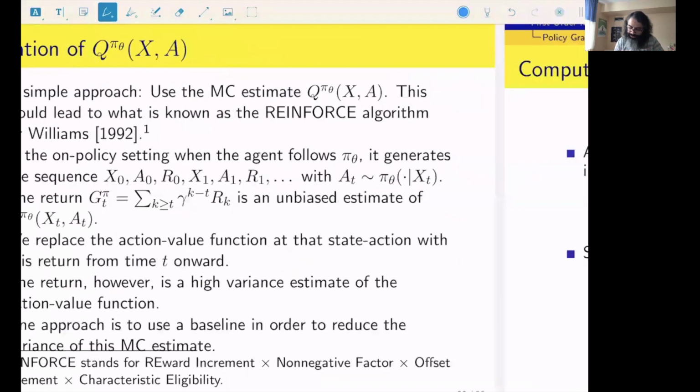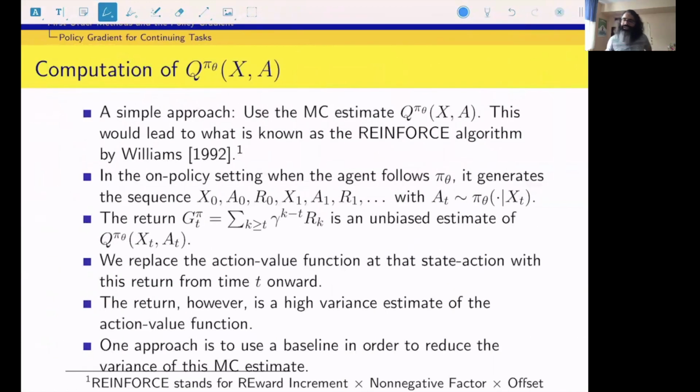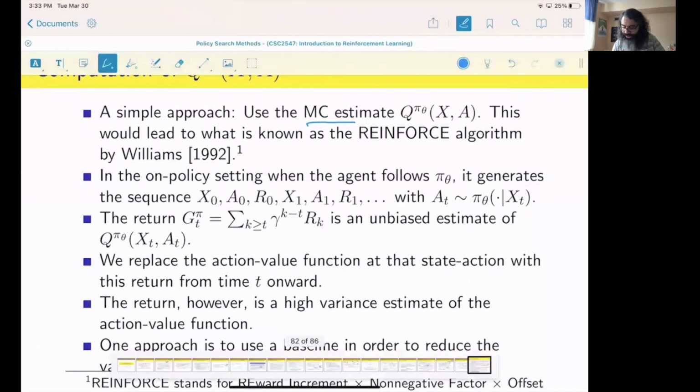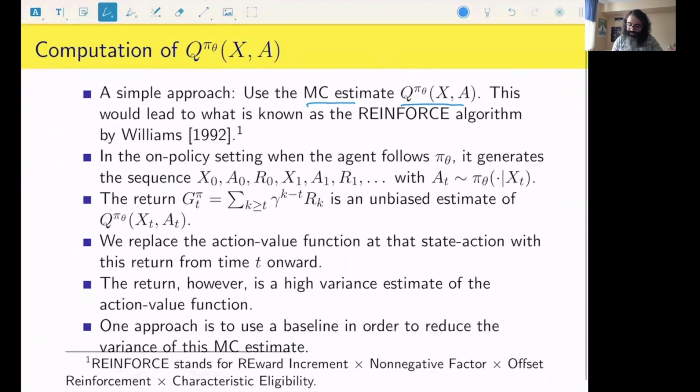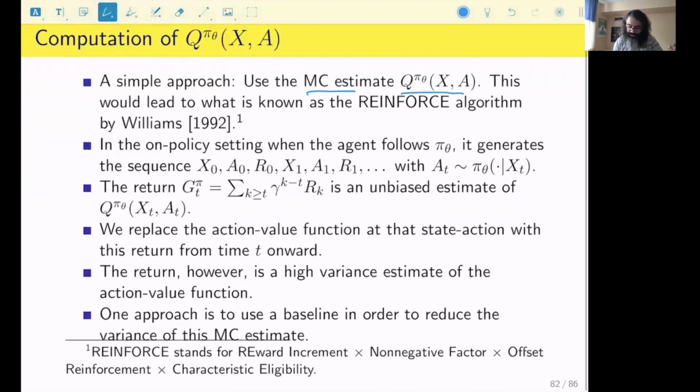This is a simple approach which doesn't require explicit representation of a value function using a neural network or function approximator, just estimating it implicitly. A simple approach is based on a Monte Carlo estimate of q pi theta of x and a. Let's first see how it works.